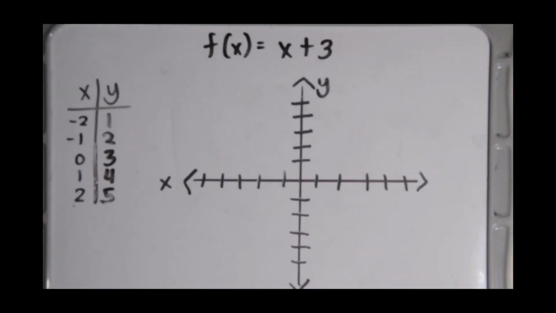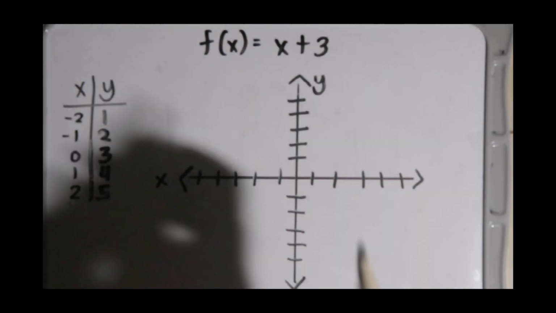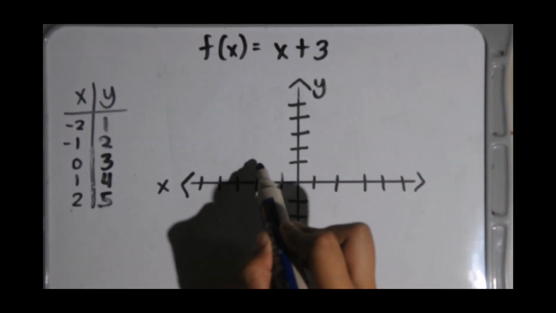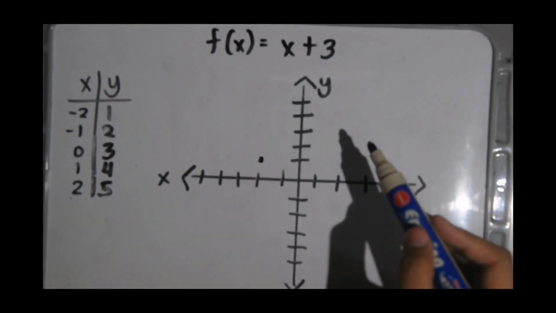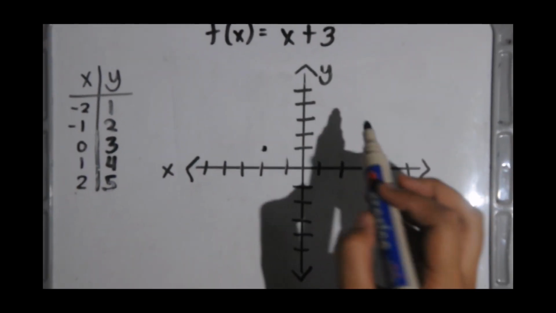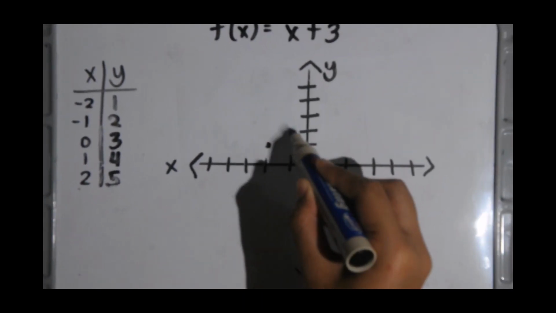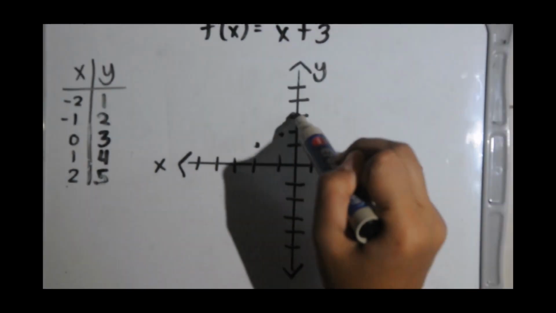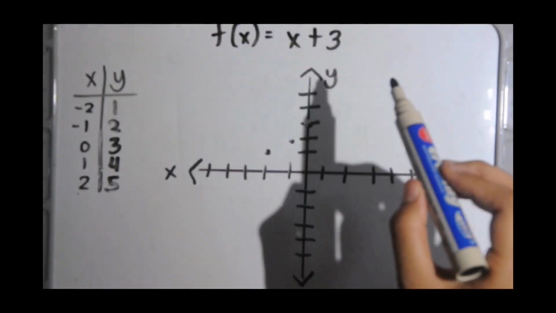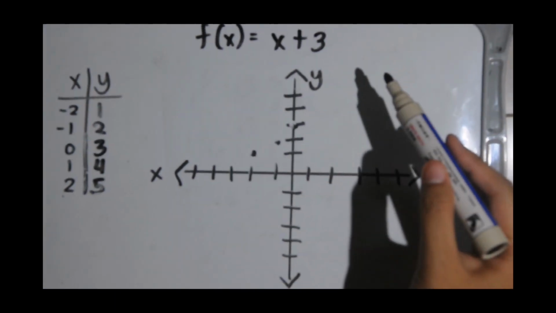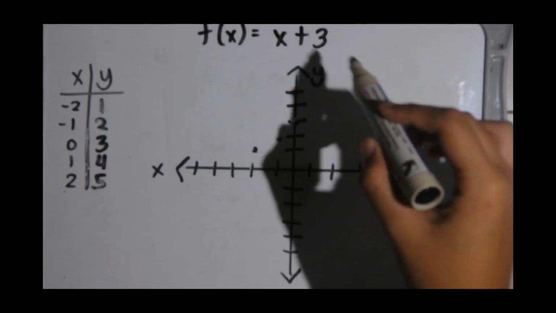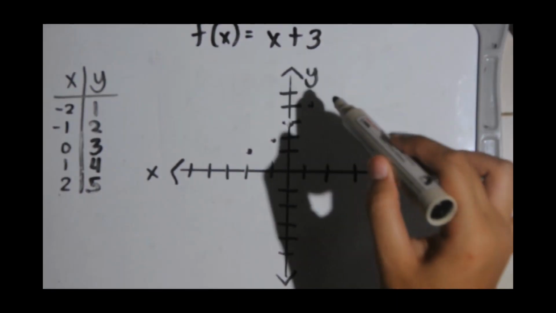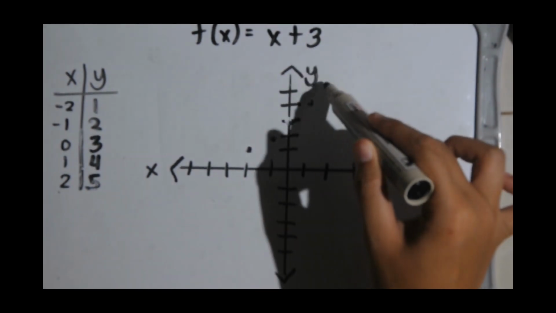Now that we are done finding each of the x and y values, let us proceed in plotting them in the graph. First, let us plot the negative 2 x value and the positive 1 y value. So, here. Next, we plot the negative 1 x value and the positive 2 y value. So, it is found in here. Next, let us plot the x value of 0 and the y value of positive 3. So it's here. Next, let us plot the positive 1 x value and the positive 4 y value. So it is found here. Lastly, let us plot the positive 2 x value and the positive 5 y value. So it is found here.